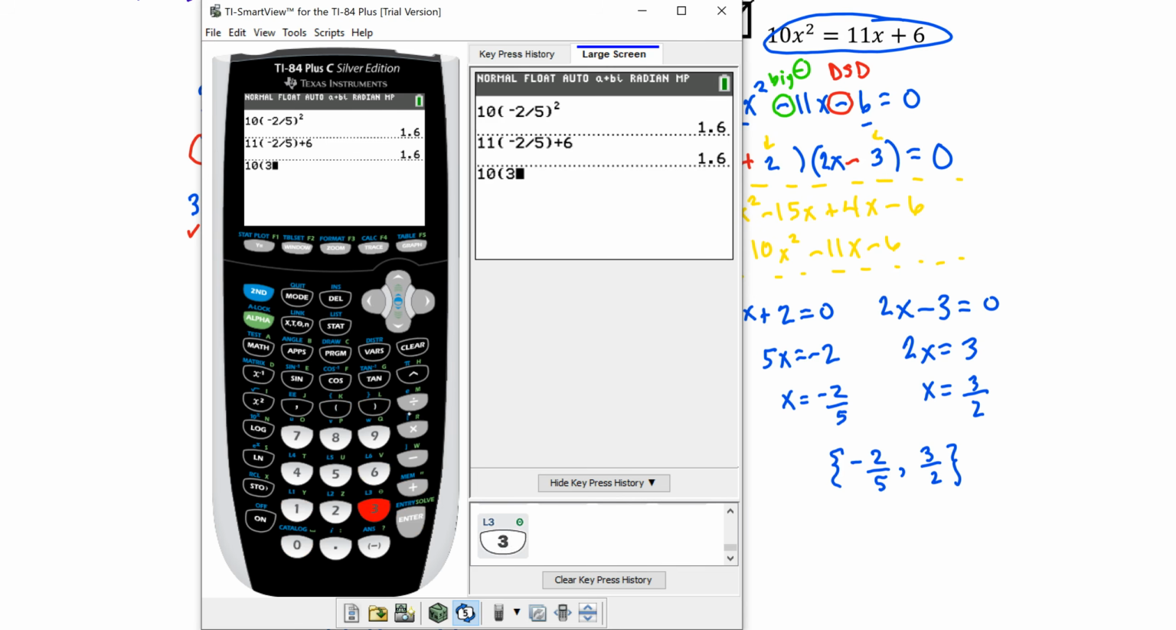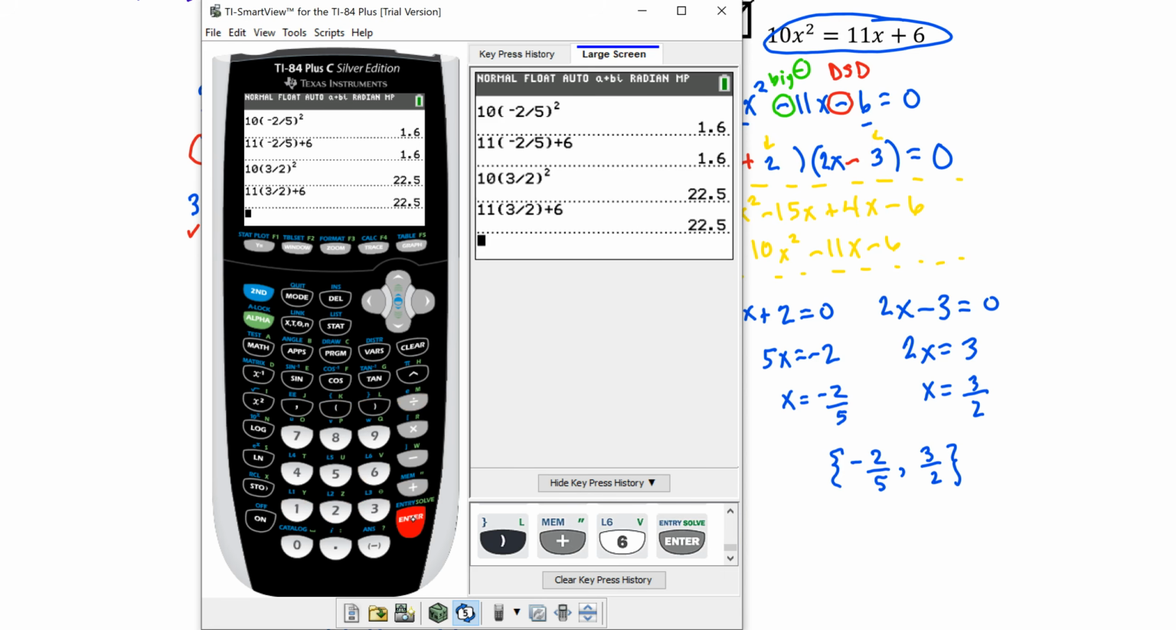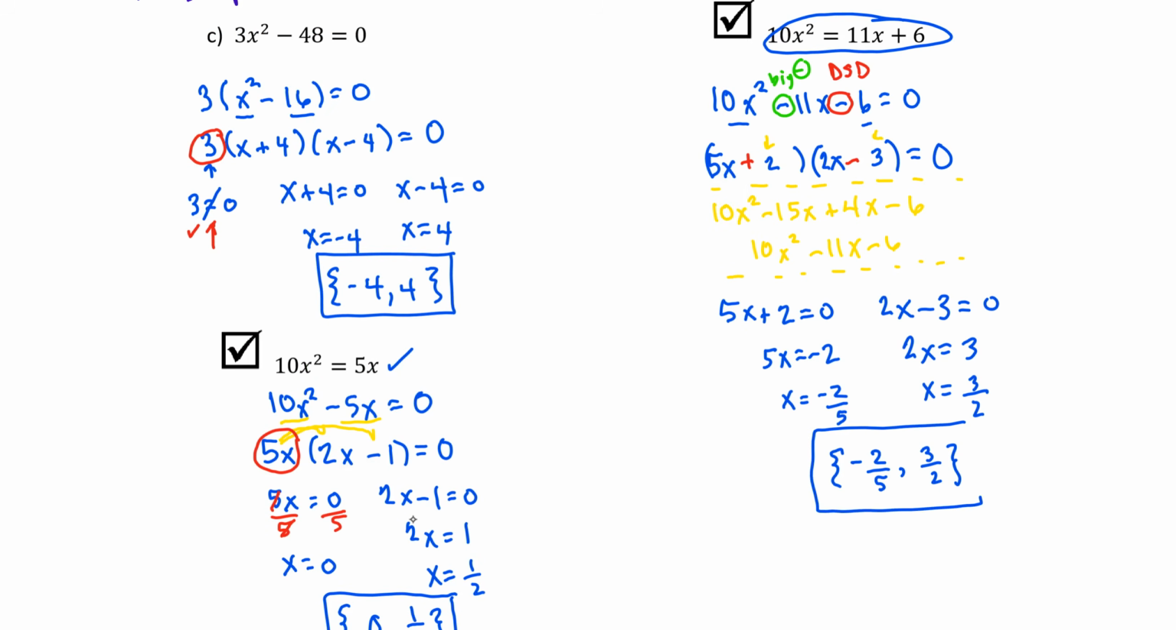Let's check our 3/2 in the same way. Here's what it looks like when we plug it in on the left side. Now remember, I'm not really that interested in the value that comes out as long as it matches the other side. So both sides yield a value of 22.5. Be clear, my answer isn't 22.5. My answer is negative 2/5 and 3/2, the values which created that balanced equation. So that is our first method for solving quadratic equations. We can say 1 method down, 3 to go.